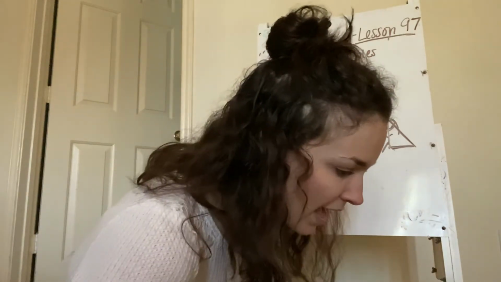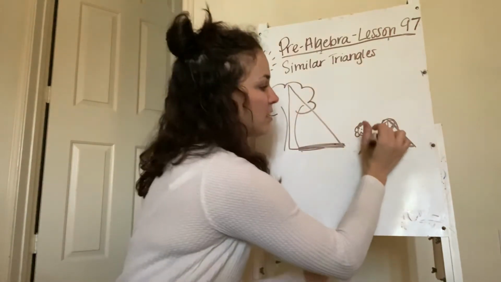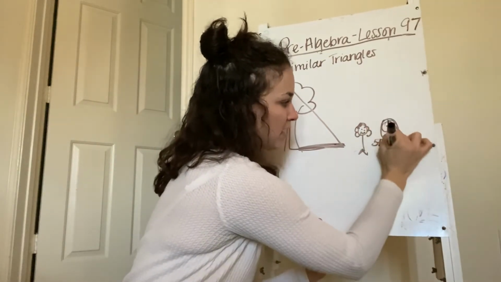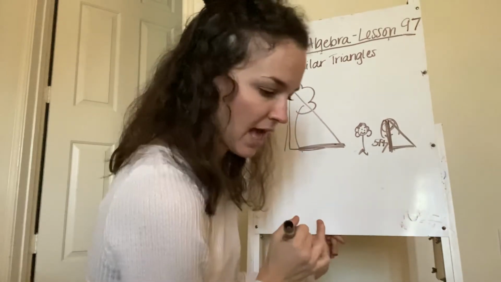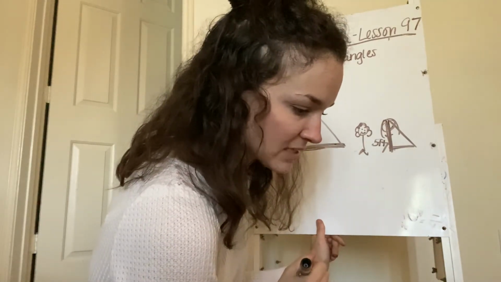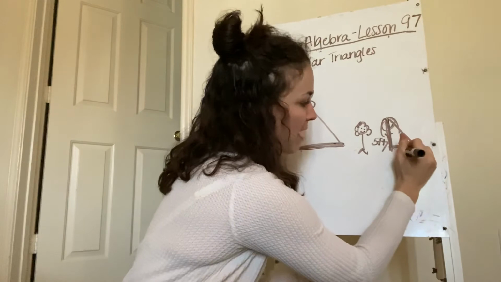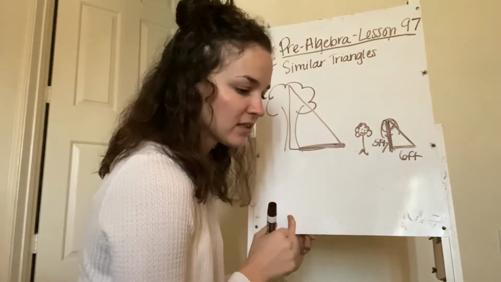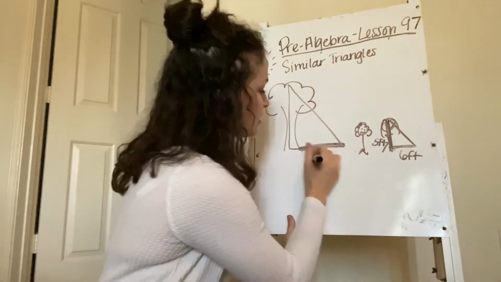She says, okay, I know my own height is 5 feet. So she's 5 feet tall. So that means that this part right here is 5 feet. Okay. And then she estimates that her shadow is about 6 feet. Then she estimates that the length of the shadow of the tree is about 30 feet.